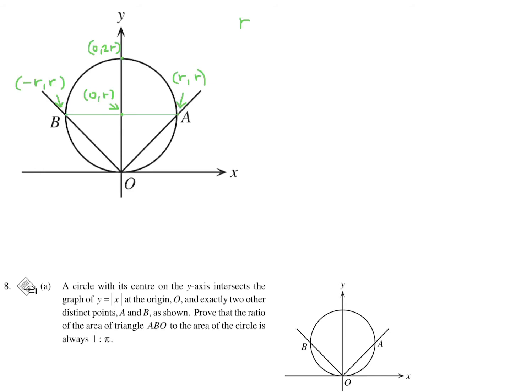Now, just in case you're not convinced, you say, well, how do you know that? How do you know that the point A is (r, r)? I get it that this point is (r, r), but just because A is there doesn't mean that it is r as well for the x and y coordinates. Okay, no problem. That's what this is all about, right? It's all about proving. We have to prove.